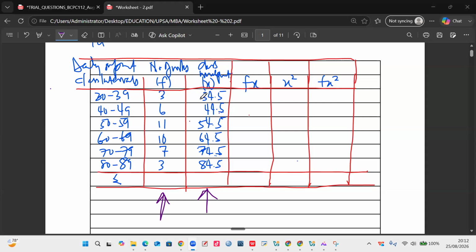So here we are going to punch in all the X values under the X. When you press 34.5, you press equals. It will take you to the next one. 44.5 equals, the next one, the next one, till you finish.